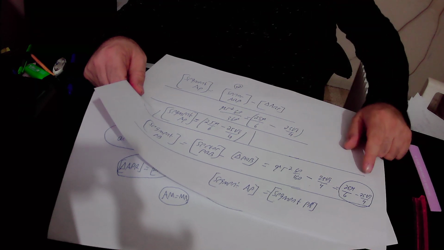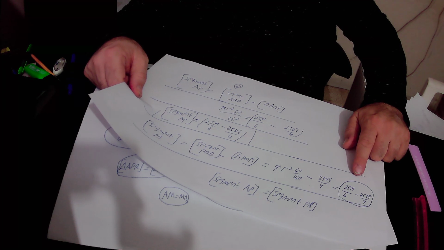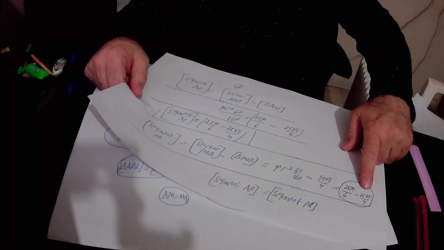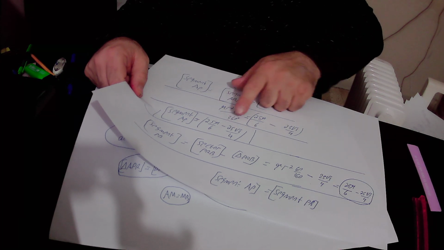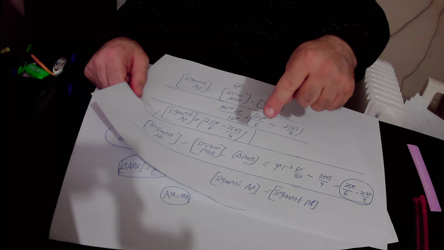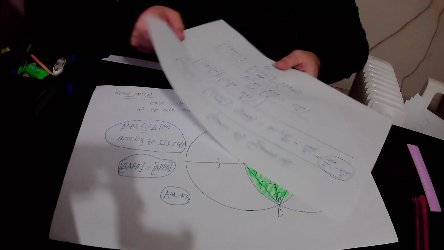So in conclusion, we found out that the area of segment PB also equals 25 pi over 6 minus 25 times square root of 3 over 4, exactly as the area of segment AP. Therefore, we can conclude that the area of segment AP equals the area of segment PB.